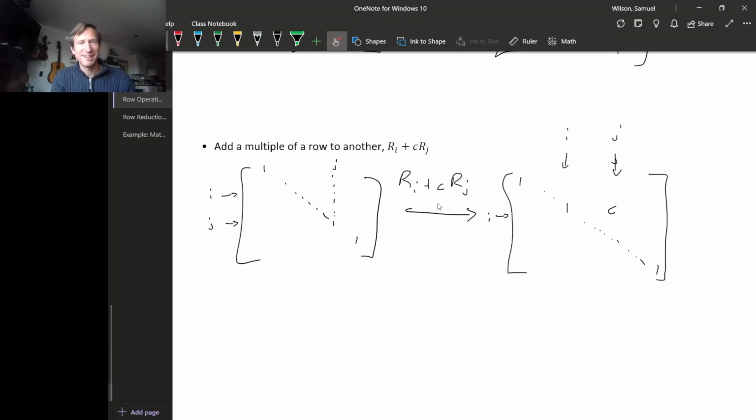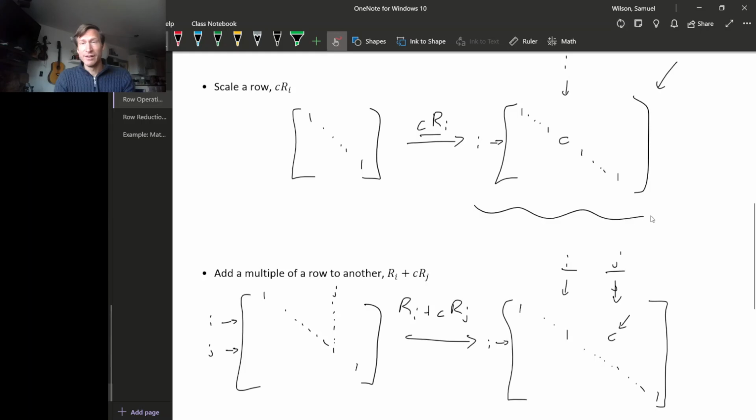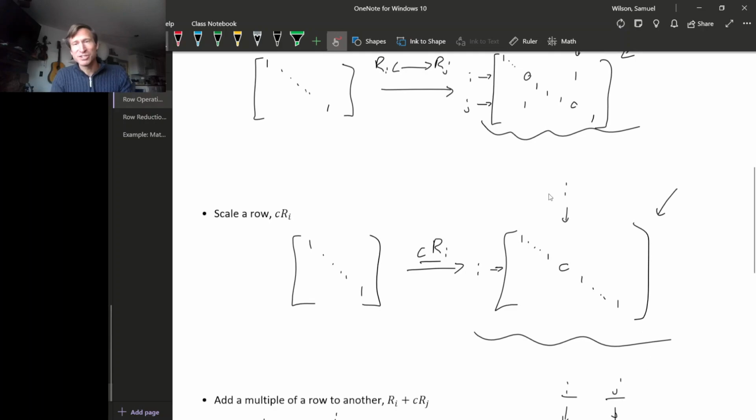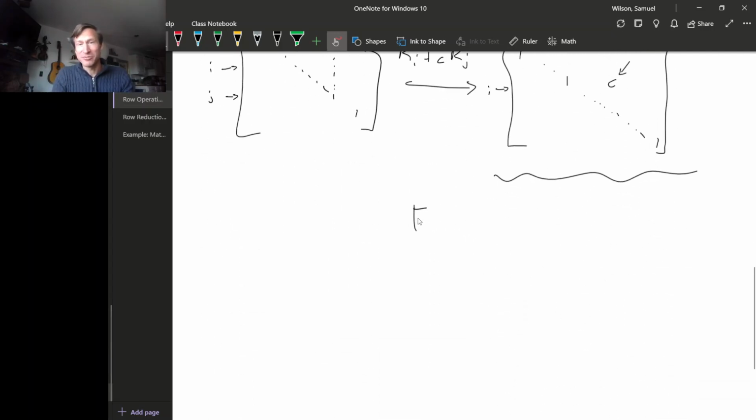So the matrix that does this adding a multiple of a row to another row is just the identity matrix, but then there's this constant in whatever position it is, depending on what row you're going to and coming from. So these three row operations, we can make them all happen just by multiplying by these very simple matrices. These simple matrices that make the elementary row operations happen are called elementary matrices.